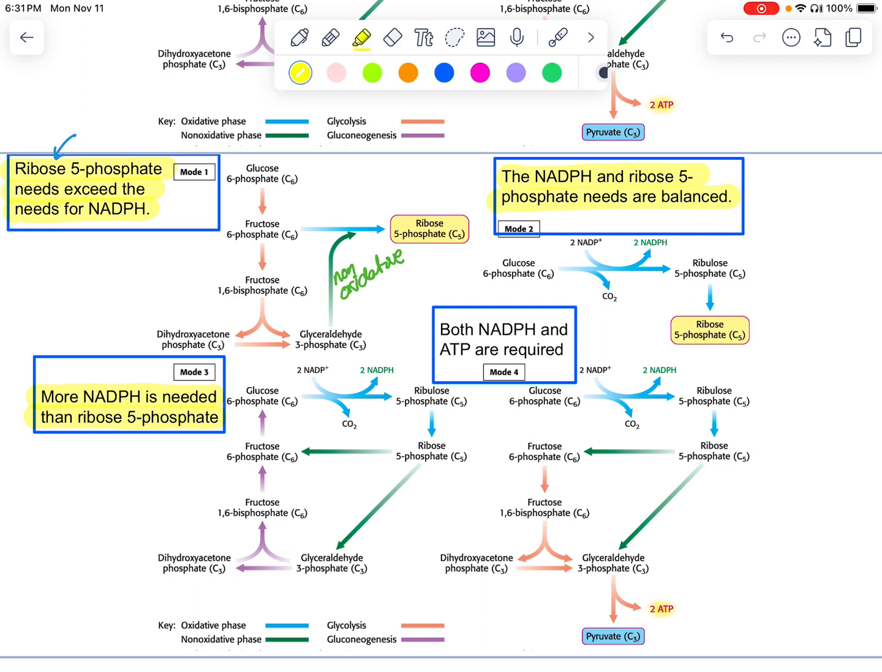All right, and mode 4. Now we need the NADPH and we need ATP. All right, in this case, we need the NADPH, so we know we're going to go through this oxidative phase. Our isomerase drops it down to the ribose, but you know what? We don't really need the ribose. So we can go through those non-oxidative routes, those reversible reactions, and create metabolites, fructose 6-phosphate, glyceraldehyde 3-phosphate, that run through glycolysis. And so we can make the ATP using that glycolysis.